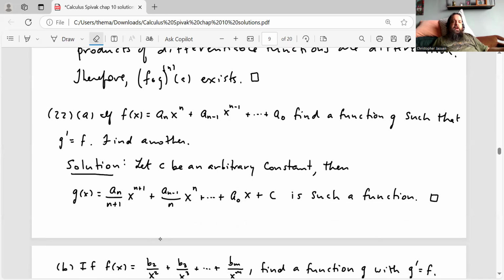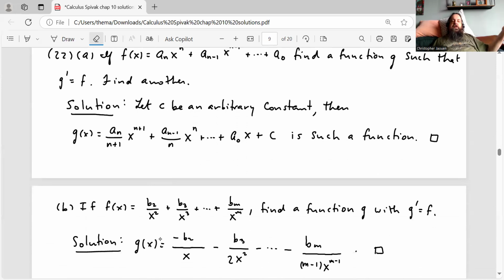Okay, question 22, part A. If f of x is this polynomial here, find a function g such that g prime equals f, and find another. I did this in general. If you know how to take antiderivatives, you already know this, but for the polynomial you just use the power rule in reverse, and it's any polynomial that looks like this plus an arbitrary constant. When you differentiate it, you'll get f.